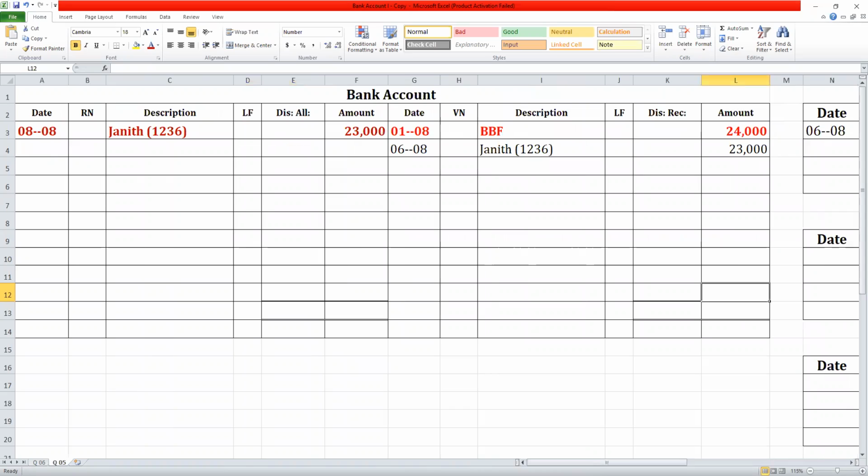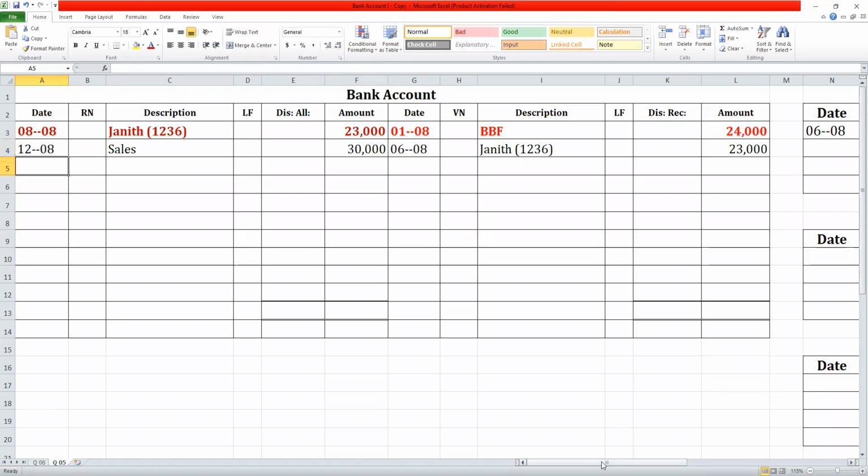Right? Good. Next, 12th August, cash sales. It's a receipt. Sales. There is no check number. I told you it is possible, right? Because we can deposit both cash and the checks received by a business in a bank account. So it is a cash receipt. The value is 30,000.